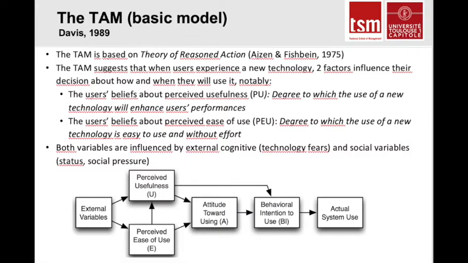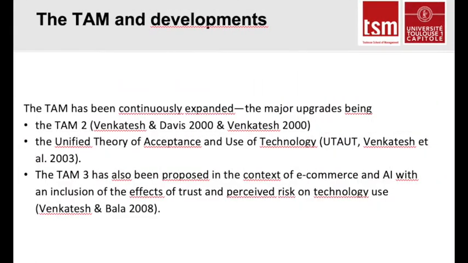Both variables are influenced by external cognitive variables, such as technology fears, and social variables, such as status or social pressure. So you can see the external variables influence perceived ease of use and perceived usefulness of the technology. And this then influences the attitude toward using the technology and subsequently the behavior intention to use the technology and finally actual system use. The TAM has been continuously expanded.